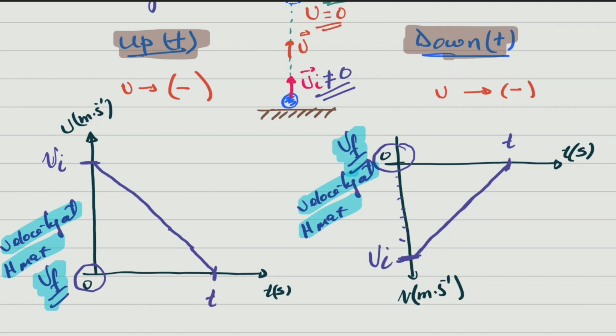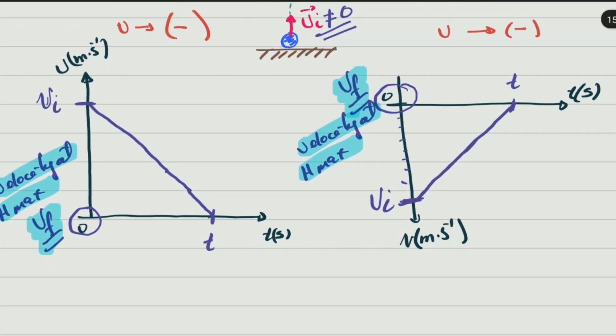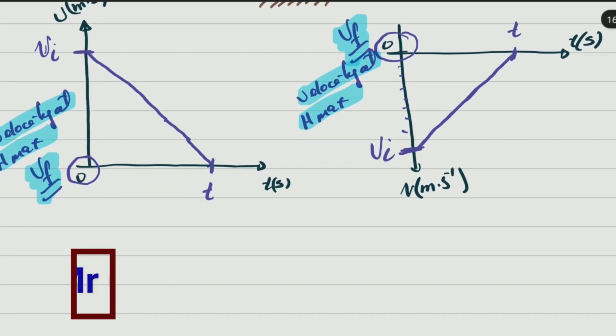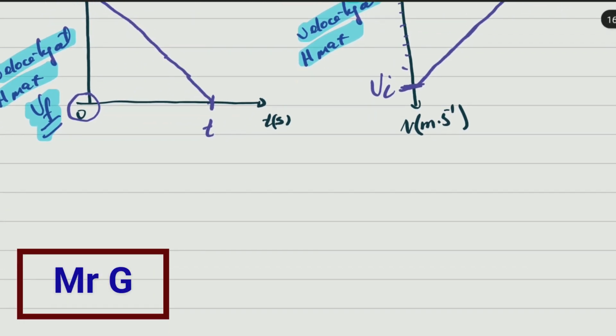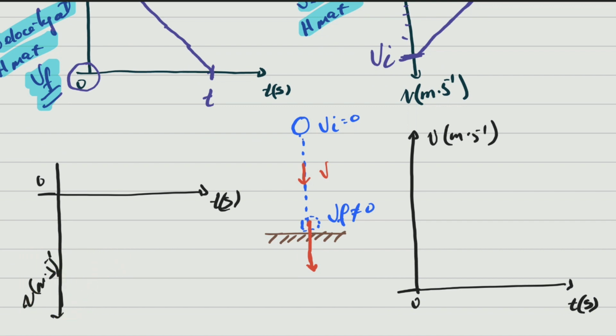Now, let's see the same situation, but when the object is now being dropped, okay? All right, so now here the object is being dropped. Remember, it does not necessarily need to be dropped. It could be thrown down. We already did a question like that in the previous video, where the object is being thrown down, but the only difference then is that the initial velocity is not going to be 0. Okay, now this object is going to be dropped.